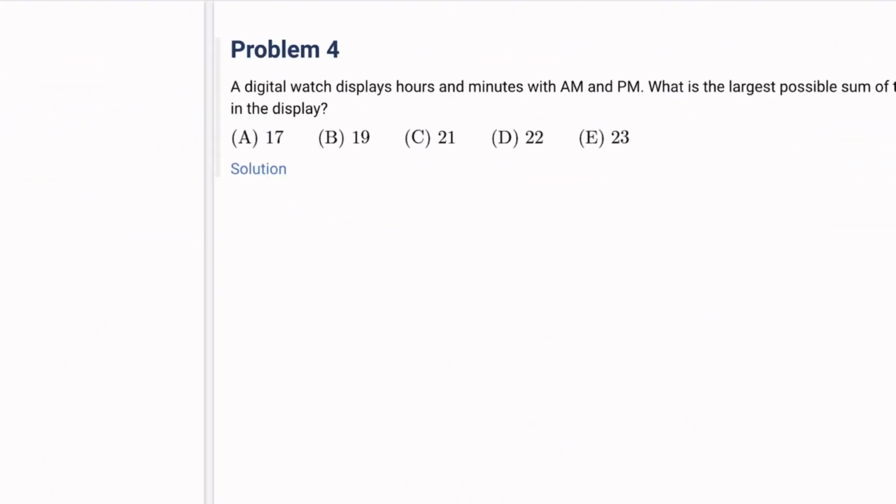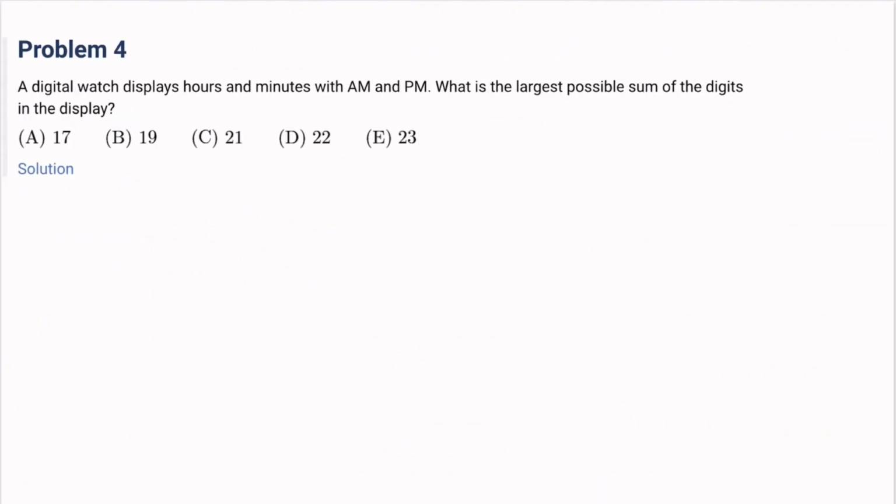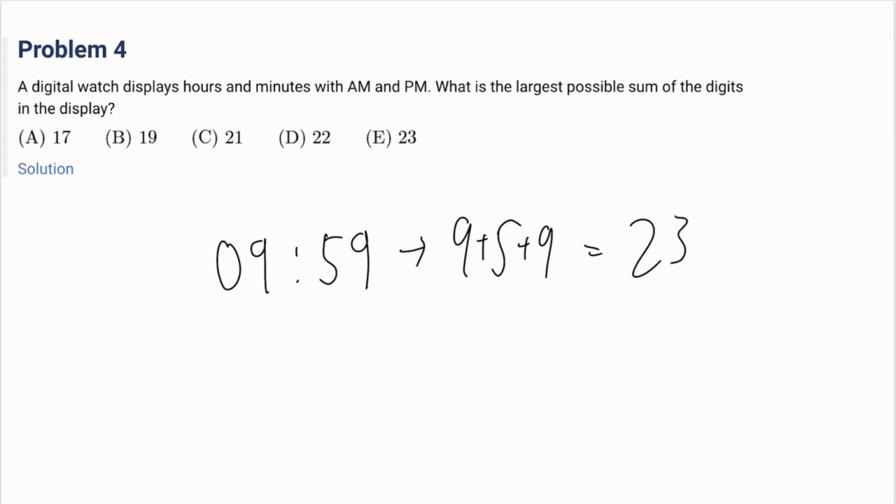It's B. Number 4: a digital watch displays hours and minutes with AM and PM. What is the largest possible sum of the digits in the display? Obviously, for the minutes, it will be something 59, right? And then for the hours, it's going to be 09, right? Because like 1, 2, that's just 3, so that's very much less than 9. So this is going to be the largest. So 9 plus 5 plus 9, this is going to be 23, right? So this is the answer.